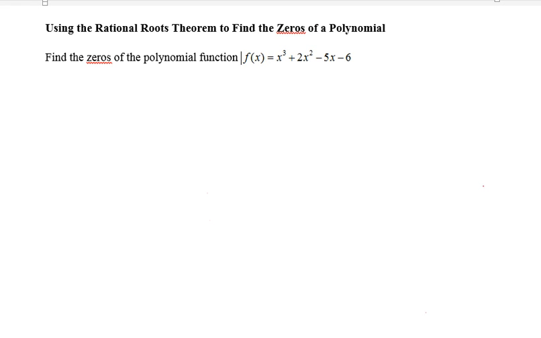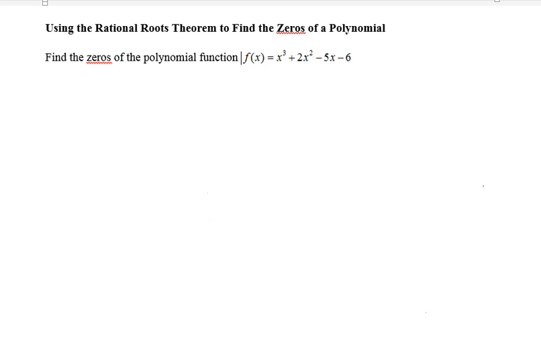Today we're going to learn how to find the zeros of a higher degree polynomial using the rational roots theorem. What we have here is a cubic polynomial that does not factor by grouping. So in the past we would have needed a calculator in order to identify the zeros and factor it. But now with our powerful new rational roots theorem, we can figure out what the zeros are without a calculator.